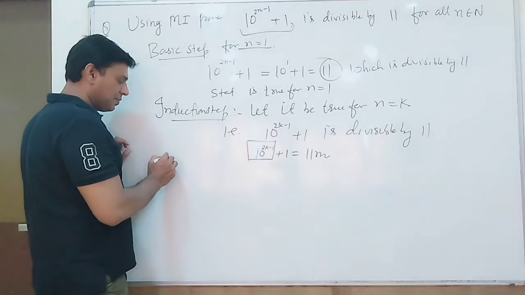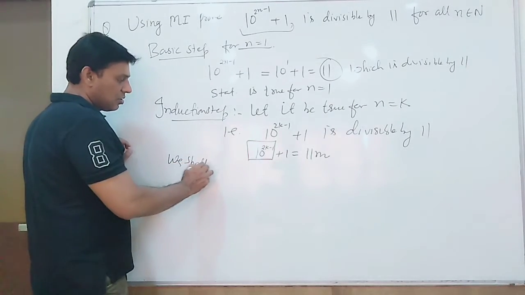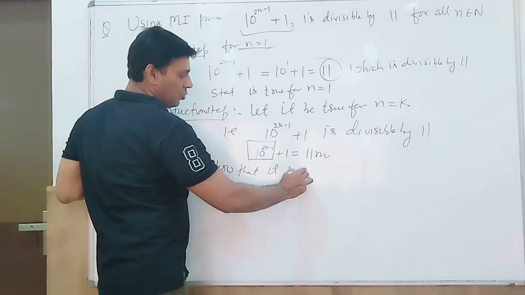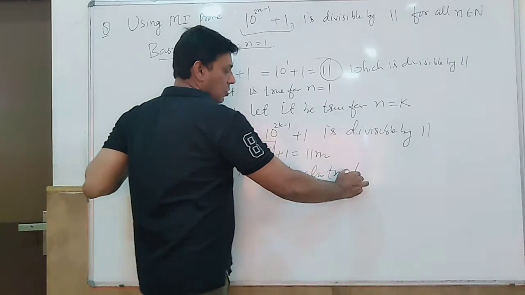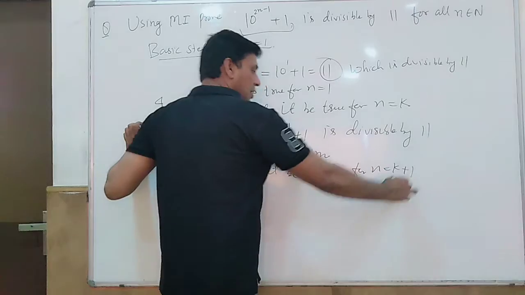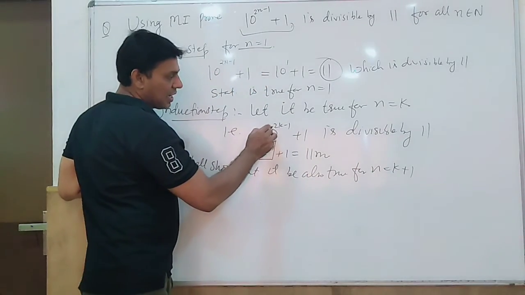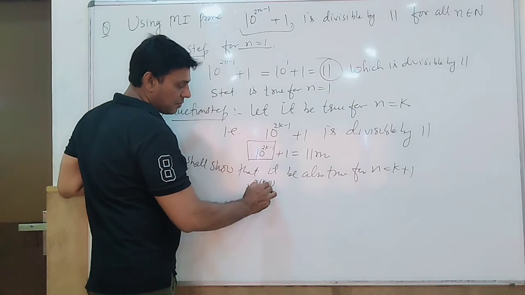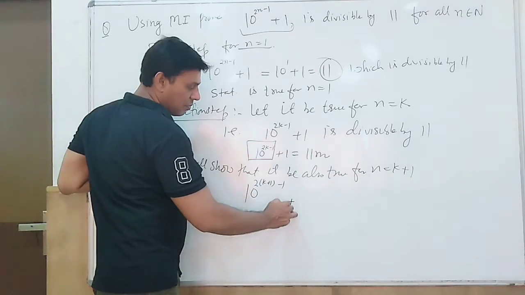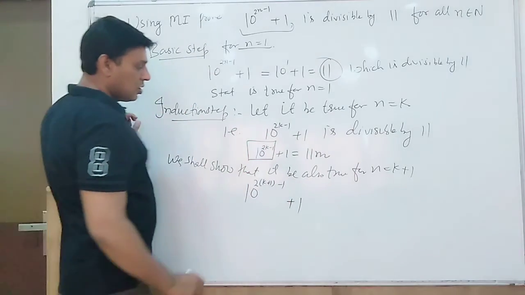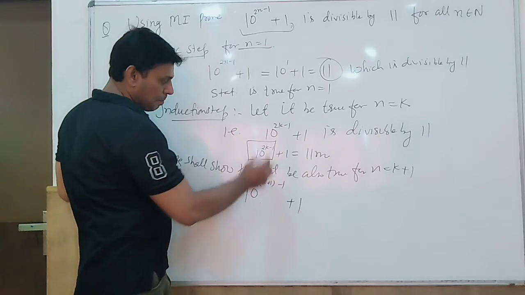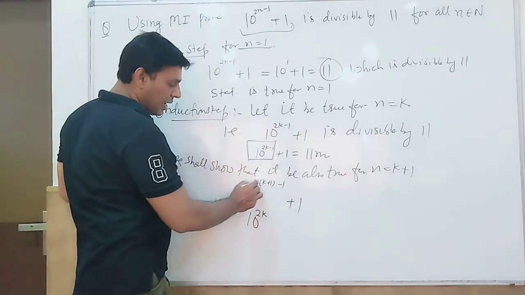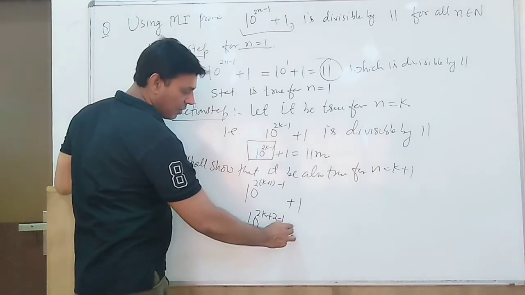Now we shall show that it is also true for n is equal to k plus 1. So for this I have to take k plus 1 in place of k, that is 10 to the power 2 into k plus 1, then minus 1 plus 1. So now I can write like this, 10 to the power 2k plus 2 minus 1 plus 1.